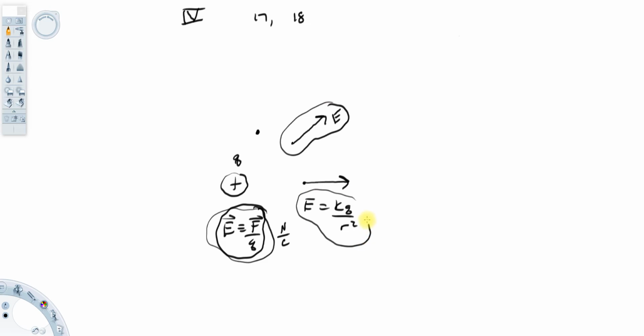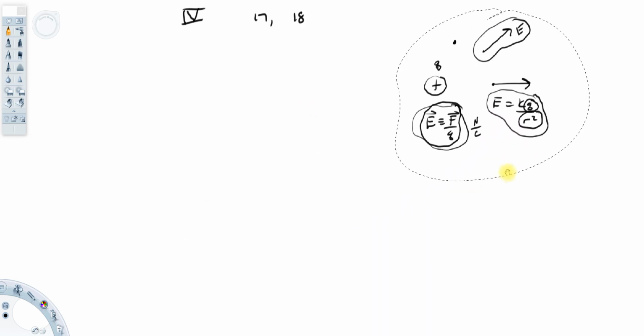This is the equation for calculating the electric field due to a point charge. The field is directly proportional to the charge, falls off with distance squared. So that's my kind of review of the electric fields. I'm going to move this off to the right here.